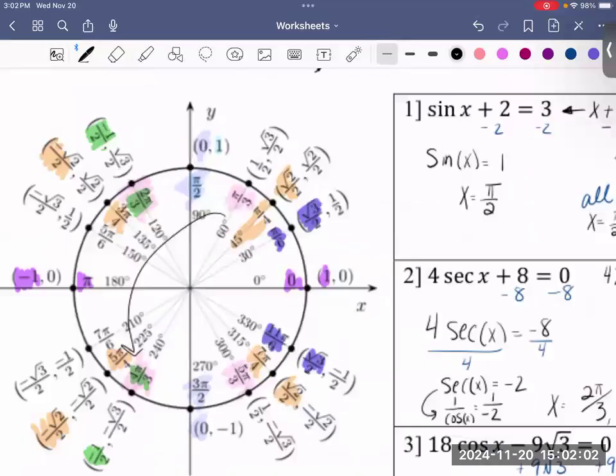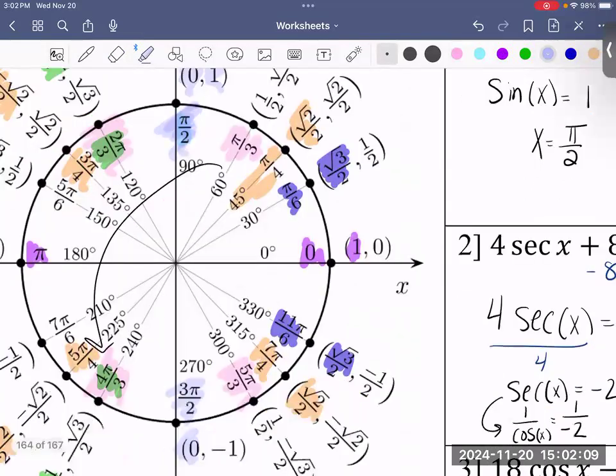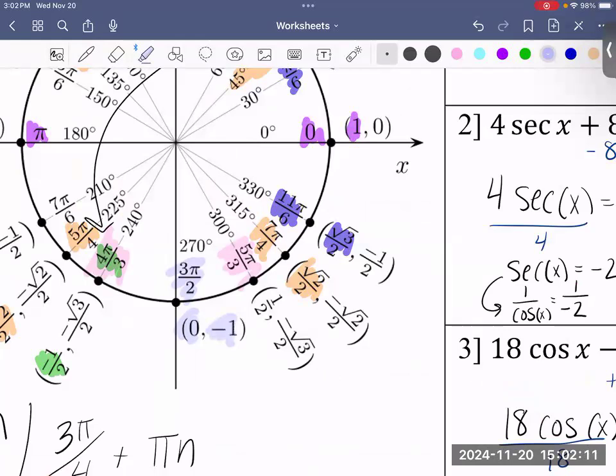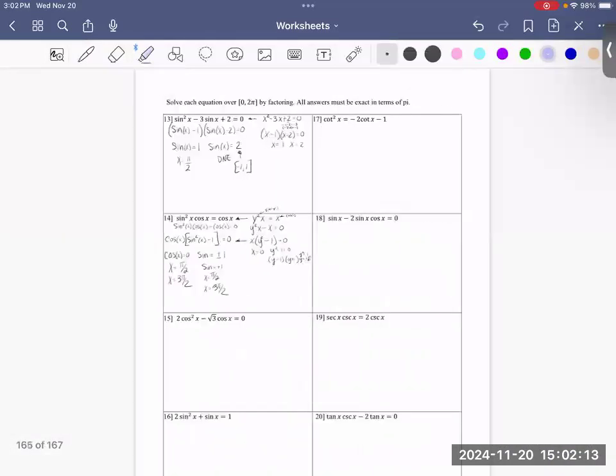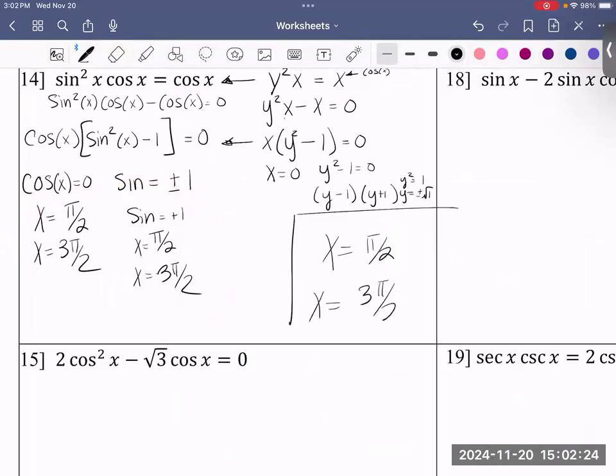And we can see that up here again, if I just erase this. Sine is 1 at pi over 2, and sine is negative 1 at 3 pi over 2. So this gives us the exact same answer for both. So when we go to write it, we only need to write it once at pi over 2 and again at 3 pi over 2.